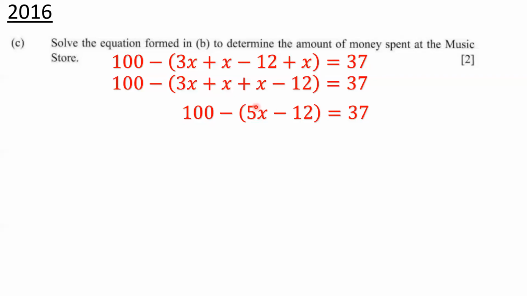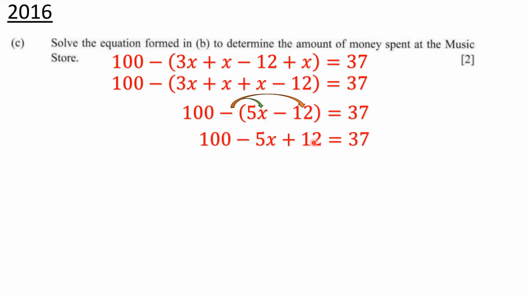And we're going to do something very important. We're going to take this negative 1, and we're going to distribute it across our parentheses. So we're going to say negative 1 times 5x, and negative 1 times negative 12. And so we know that negative 1 times 5x is going to be negative 5x. And then negative 1 times negative 12 is going to be positive 12.